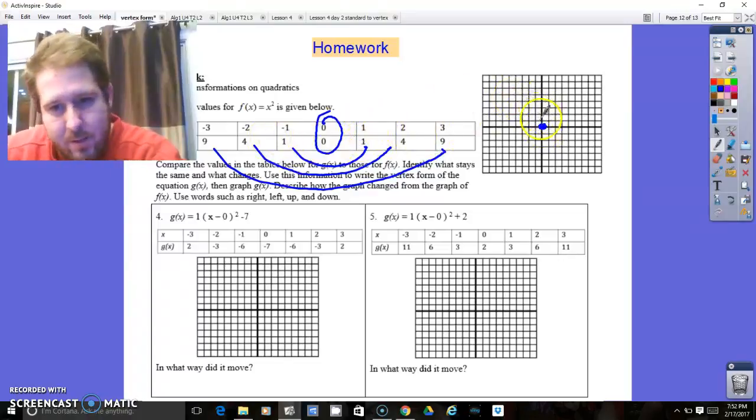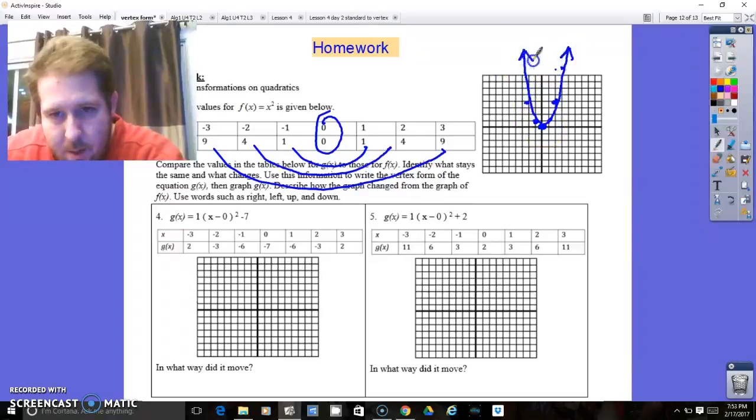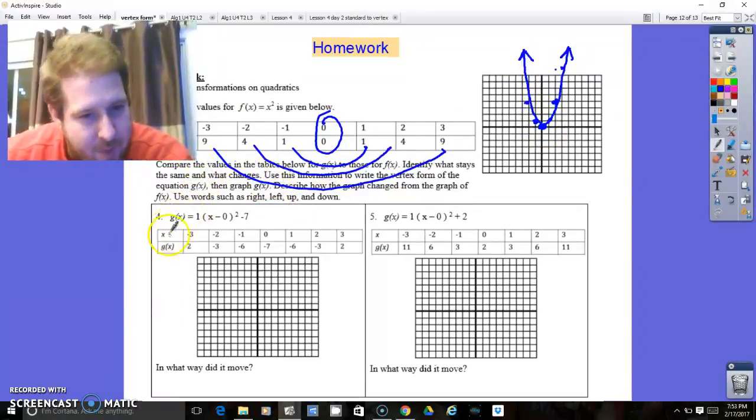I could graph the points. We've got (1, 1). It's the same on the other side. (2, 4): 1, 2, 3, 4. Same on the other side. And then (3, 9): 1, 2, 3... 1, 2, 3, 4, 5, 6, 7, 8. Whoops, did I miscount? So I guess it's one above right there. Okay, so there's my parabola. That's kind of what it looks like. All right, so I've graphed that.